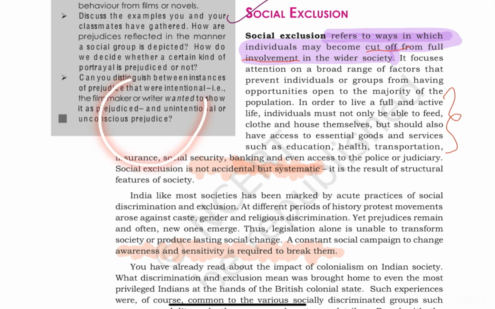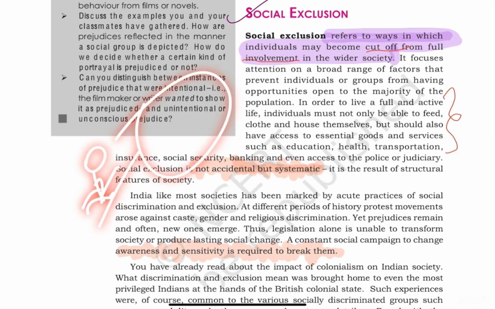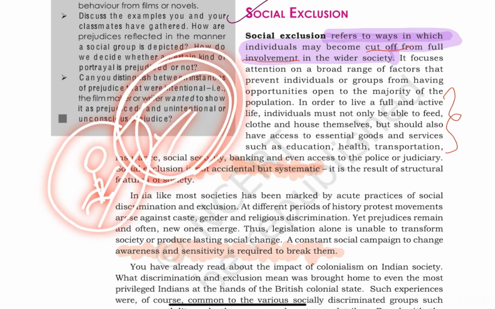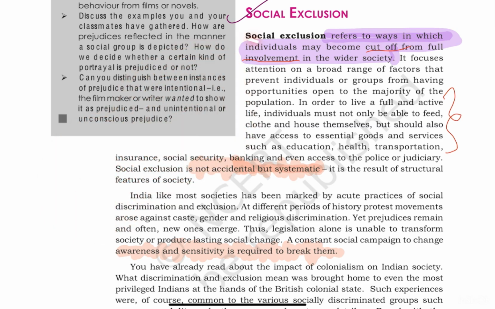There is a full involvement. Let's say there's a party going on, everyone is enjoying, but some people are just neglected: you can't participate, you cannot party with us. So they are cut off from this involvement, right? Some individuals are cut off from the full involvement. That is your social exclusion.